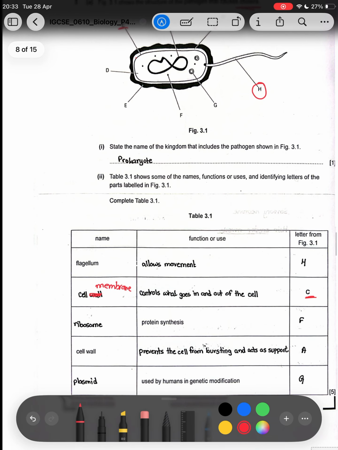And then table 3.1 shows some of the names, functions, or uses, and identifying letters of the parts labeled in figure 3.1. So in this table, a few of the things are already given, which is flagellum, movement of the pathogen within a medium. It's indicated by the letter H. Then we have C given, and C is the cell membrane. I labeled it wrong, my bad.